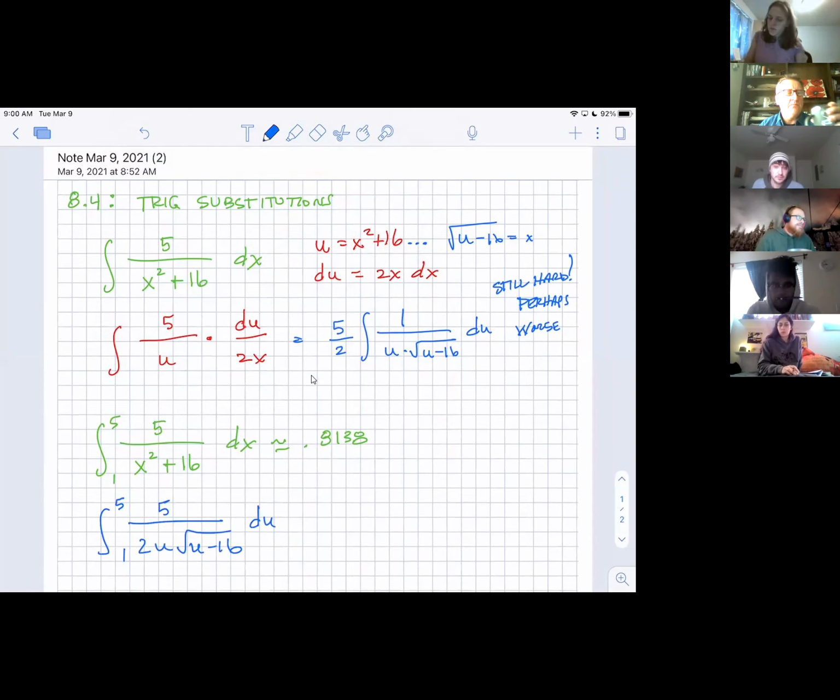You should all know. Your limits aren't equal. Yeah, I mean, go back up here. If x is 5, 5 squared is 25 plus 16 is 41, u has to be 41. If x is 1, 1 squared is 1 plus 16 is 17. I'd have to go from 41 to 17 to hopefully get the same exact answer, right? This is how I'm checking to make sure I didn't do it wrong.